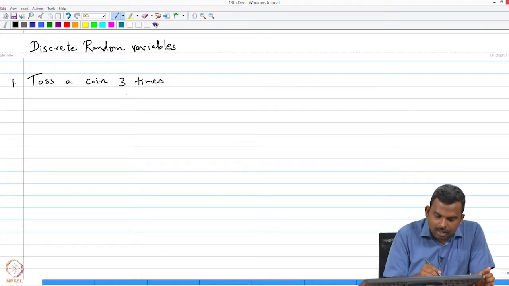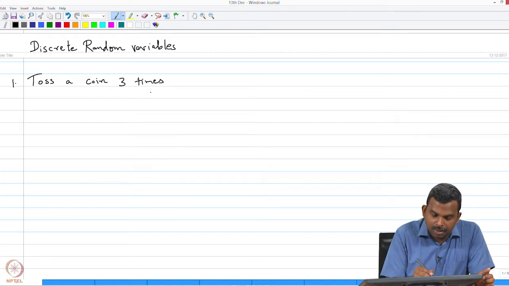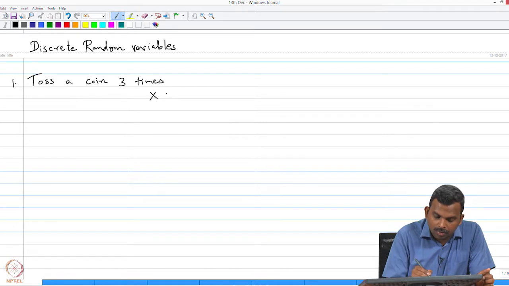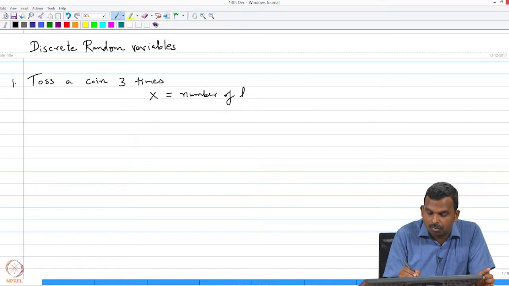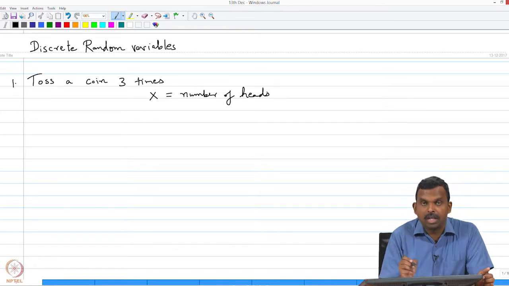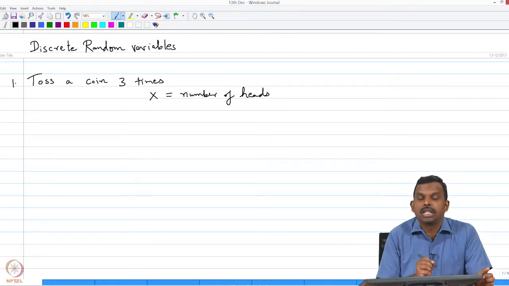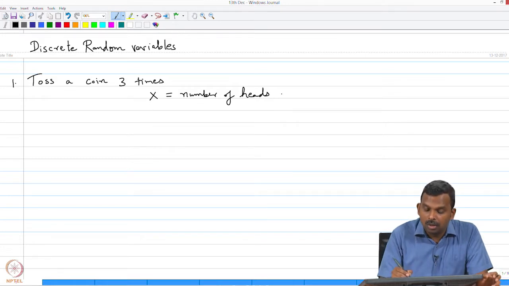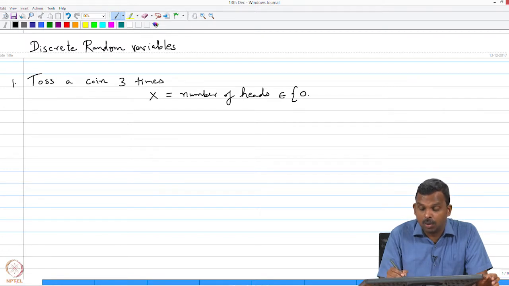For instance, if you have an experiment like toss a coin 3 times, I could have a random variable X which denotes the number of heads. Okay. So, this could be the random variable. The first thing to understand when somebody defines a random variable is what are the values that it can take in the experiment. Okay. So, this is always the first thing to write down. So, we know that the number of heads in this experiment, if you toss the coin 3 times, could either be 0 or 1 or 2 or 3.